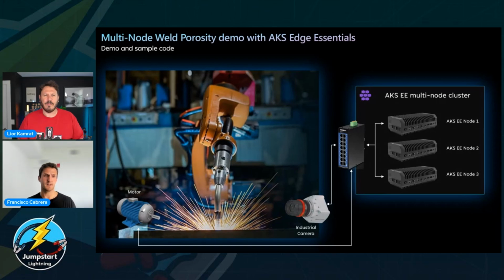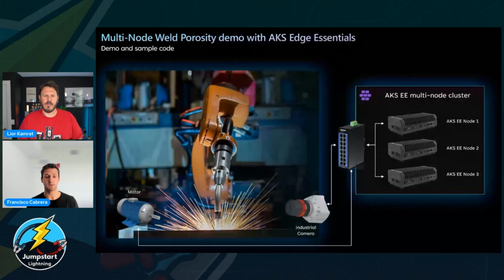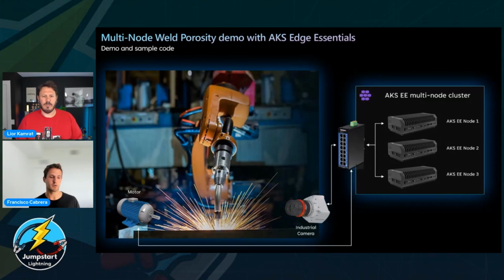Sure. So the idea is we're going to be showcasing this industrial scenario where you have a robot that is going to be doing welding, and that is part of this production line. So you have a motor that is moving the production line. At the same time, you have this industrial camera that is looking at this welding to detect if the welding is okay or not, if there is porosity. And in case there is porosity, we'll need to stop the plant maybe and do a manual inspection. So you can see here, in this diagram, you have the industrial camera, you have the motor.